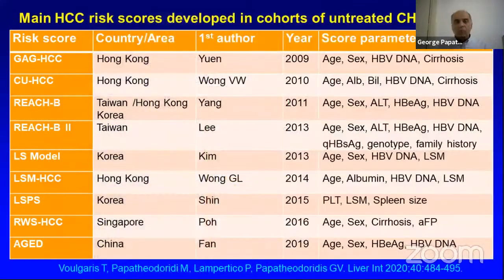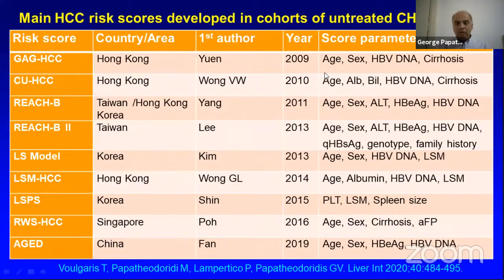And then we move to chronic hepatitis B. I will show you a few slides because this is the area in which most of the scores have been developed. And here you see the main scores which were developed for untreated patients. These are all scores from Asian cohorts. You see the countries, most of them from Hong Kong, Korea, Taiwan, one from Singapore, one from China.